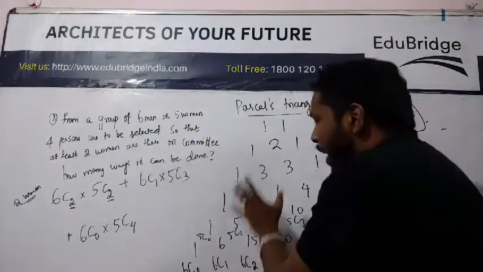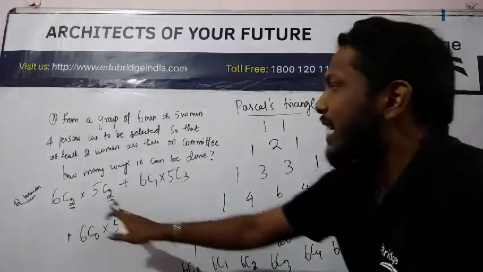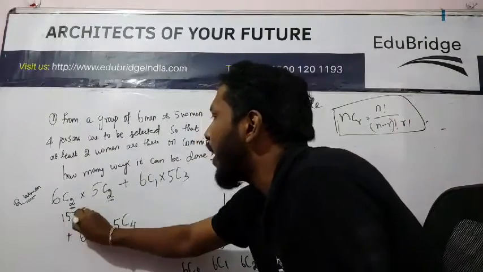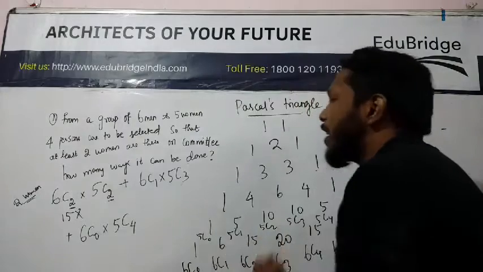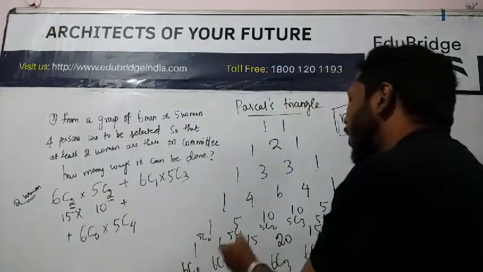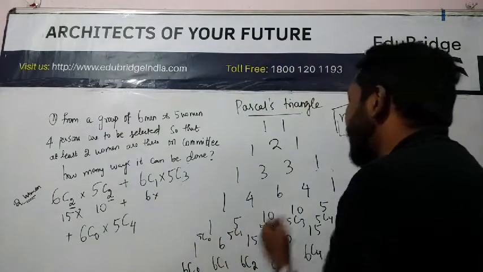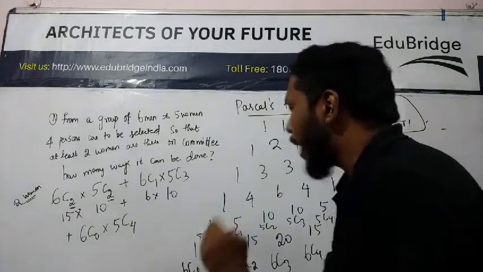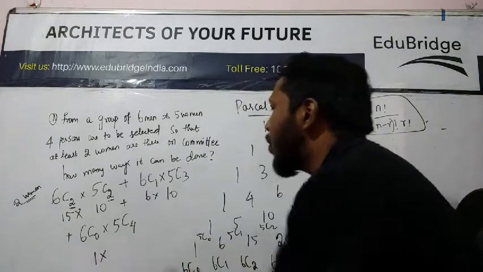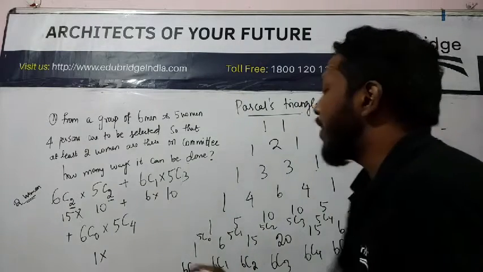Now when you look at this, you can easily find the values. 6C2 is 15, so 15 into 5C2, which is 10. Plus 6C1, which is 6, into 5C3, which is 10. Plus 6C0, which is 1, into 5C4, which is 5.